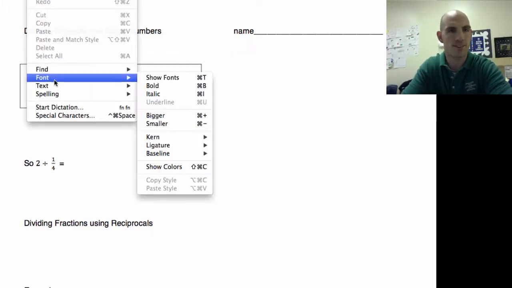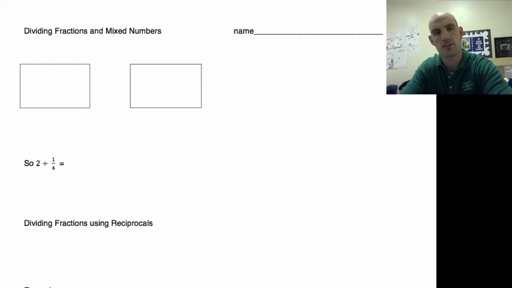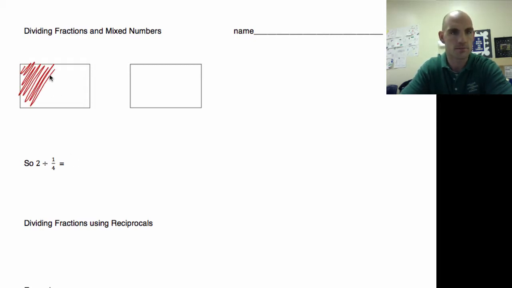We're going to talk about dividing fractions, and let me just pull up my colors here. When we talk about dividing fractions, let's look at this from a visual standpoint. What I've got right now is a problem that says 2 divided by 1/4. And so I have all of this. I have 2 whole rectangles.